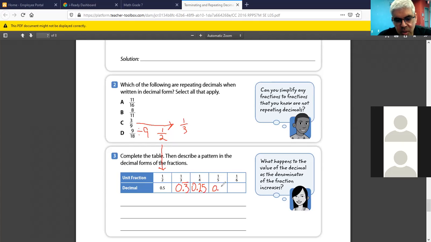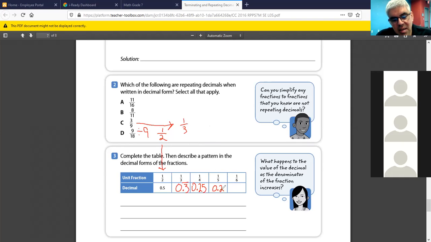What if I write 0.2? Am I still mathematically correct? I'm saying 2 dimes. Is 2 dimes the same as 20 cents? How many cents is 2 dimes? How many cents is 1 dime? 10. 1 dime is 10, so 2 dimes is 20. So yeah, this is 2 dimes.